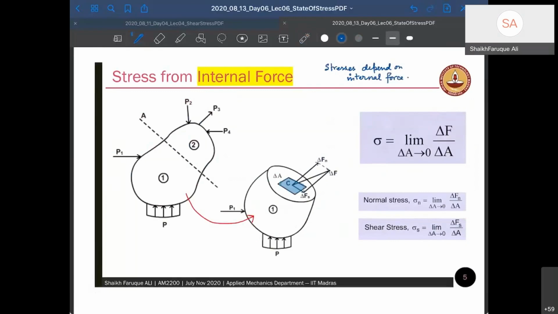No matter how your external load is distributed, or how your external load is given, the stress will always depend on internal force. If the internal force changes, stress will change. If a change in loading pattern doesn't change the internal force, then your stress will not change. So this is an important point to note. And the definition of stress is the limit, as area A goes to 0, of delta F by delta A, where delta F is the force acting around the point.